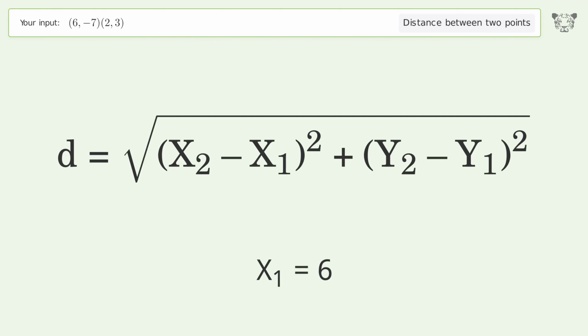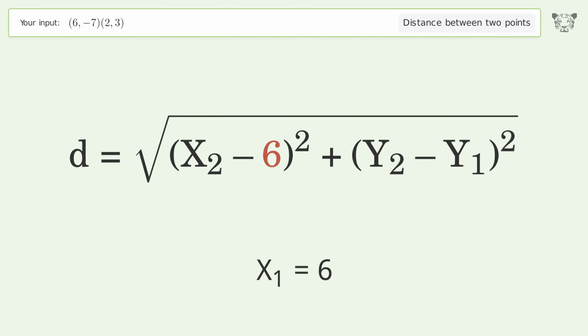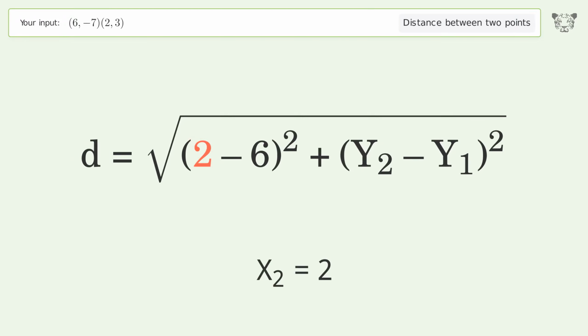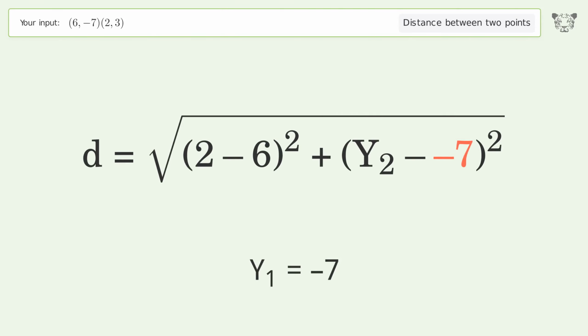x1 equals 6. x2 equals 2. y1 equals -7. y2 equals 3.